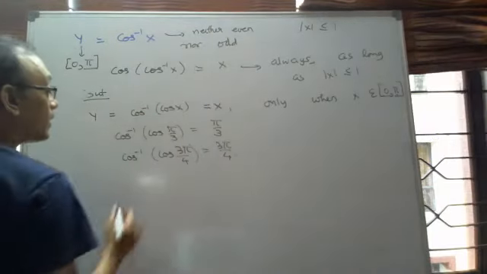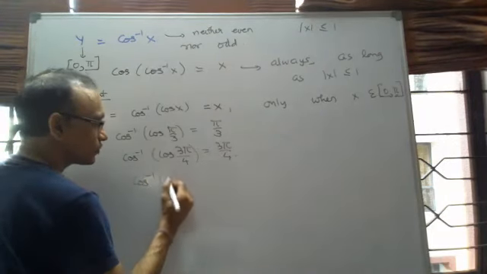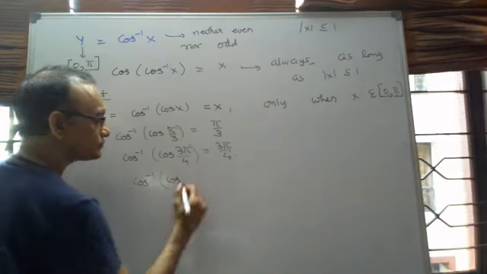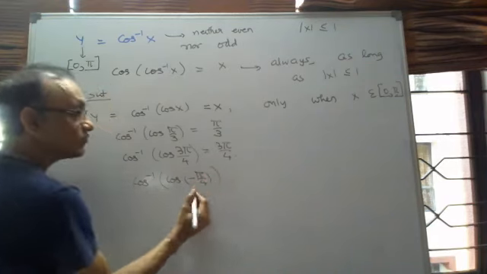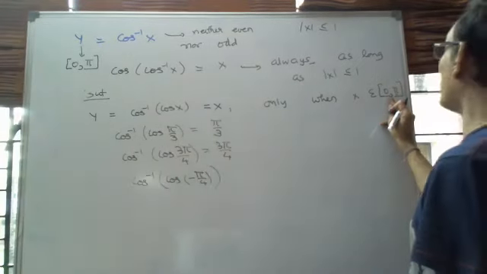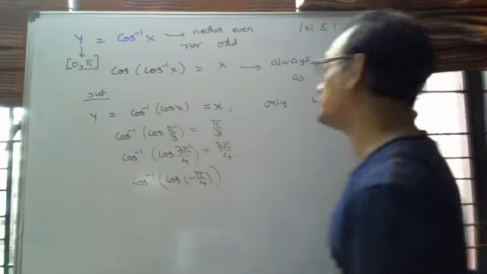Right? Yes, sir. But if I say cos inverse cos minus pi by 4, will this be minus pi by 4? No. Why? Because minus pi by 4 doesn't belong to the interval 0 to pi.